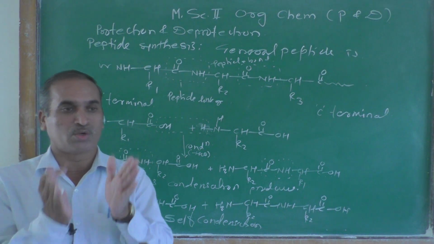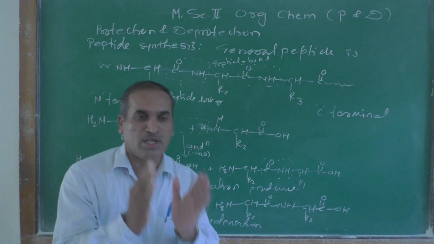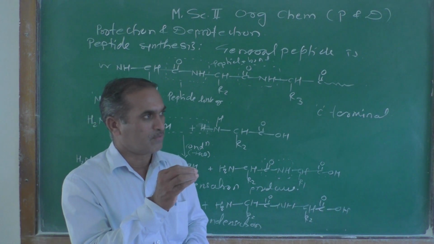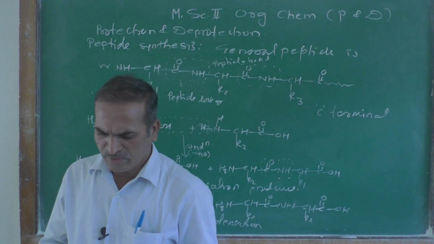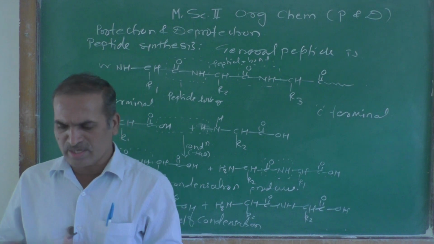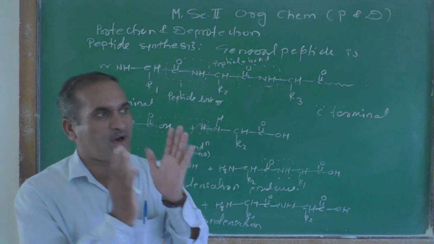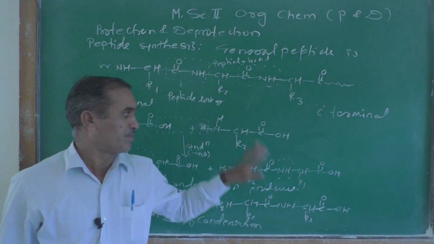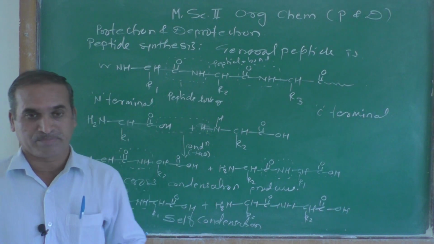Means when two amino acids condense together, it leads to the formation of four different products, right? Condensation of the two amino acids leads to the formation of four different products, and these are the four different products we have shown here.